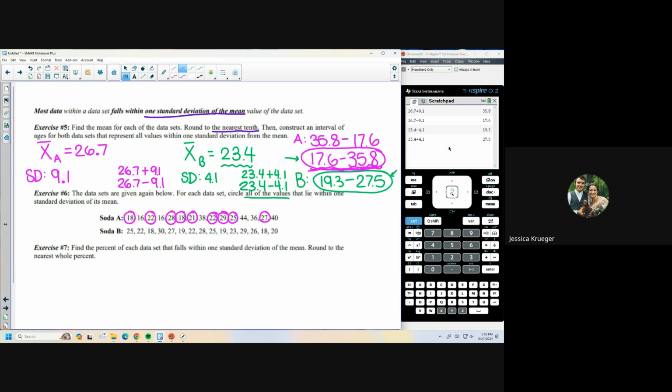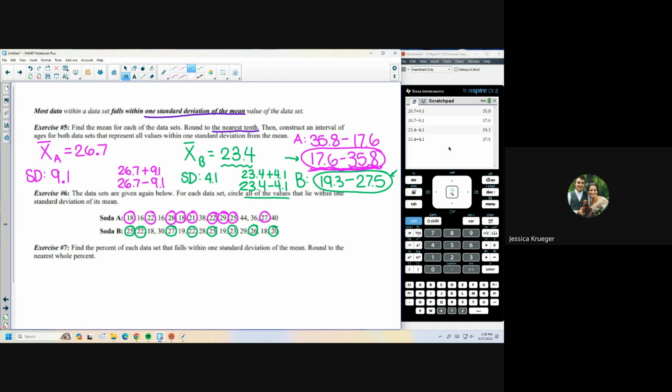For soda B, I've got to be between 19.3 and 27. So 25, 22, 18 is too low, 30 is too high, 27 falls within there, 19 is too low, 22 is in there, 28 is not, 25 is, 19's too low, 23 is in there, 29 is too high, 26 is in there, 18 is too low, and 20 is in there.